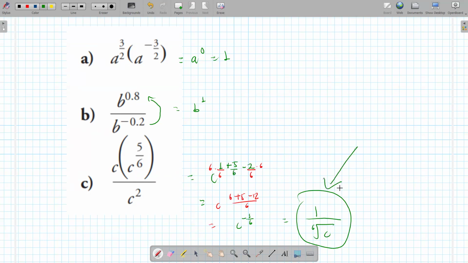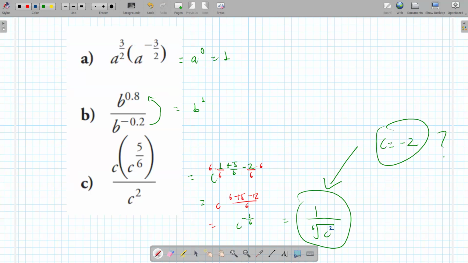For this answer, could we evaluate this for C equals -2? Does an answer exist? It doesn't. Why not? Because you can't take an even root of a negative number. So what if it was like this? Could you evaluate it then? I put a square on the C. Yes.